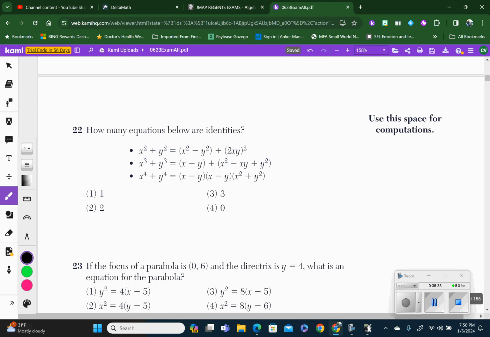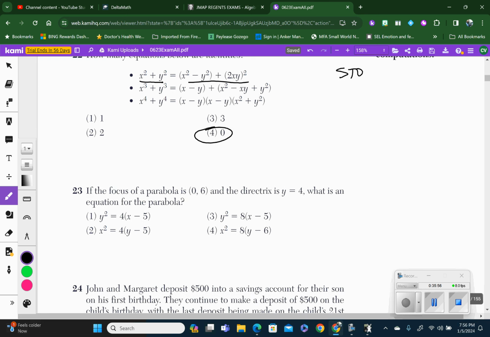How many equations below are identities? And again, this is a store button question. Store numbers in, plug in, get an answer for this. Is it the same thing as the answer for this? And you will see that none of them are the same, right? If you store a number, it's going to be different than this number. So none of them are the same.